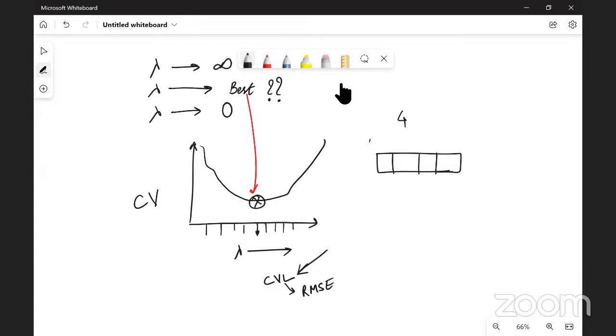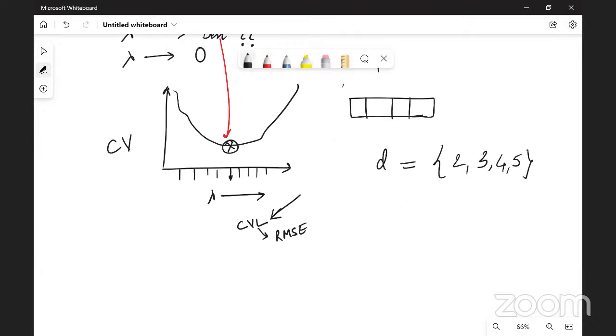Couldn't get it 100% confidently. Okay. So let's say you don't know the degree also. You don't know what will be the best degree for this. 2, 3, 4, and 5. These 4 values you choose. And for lambda, you choose, let's say, 10 to the power -5, 10 to the power -4, 10 to the power -3, and 10 to the power -2. So let's say you decide that you want to experiment with these hyperparameters.